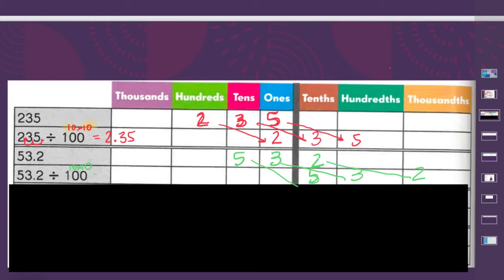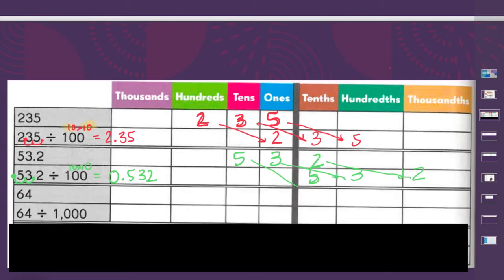So 53 and 2 tenths would be 532 thousandths when divided by 100. And if we look at our decimal in 53.2, if we move it 2 places to the left, 1, 2, we end up with 0.532, just like we did using our place value chart. Now let's look at dividing some numbers by 1,000.